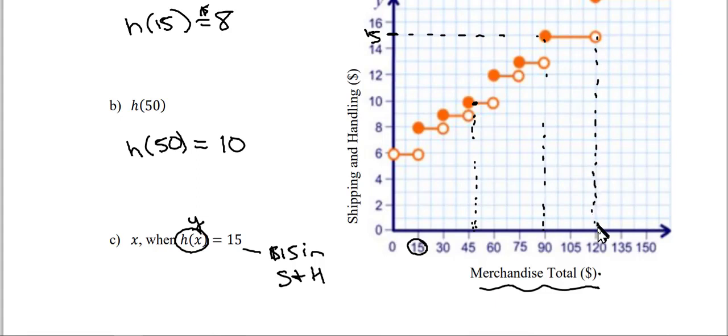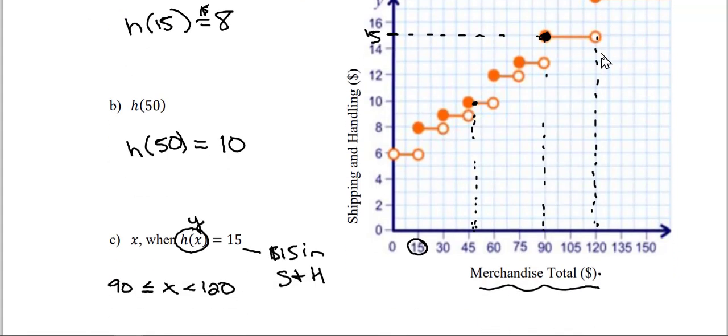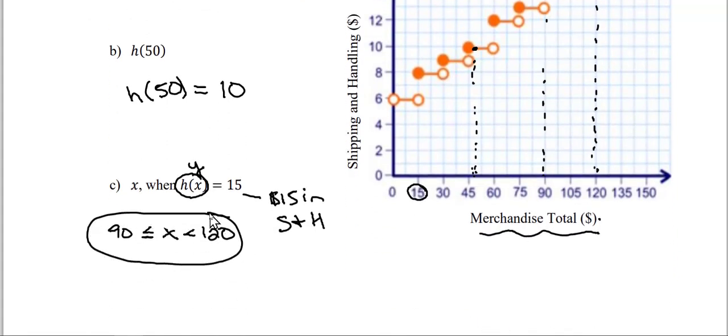So really, any x value between 90 and 120 would work here. We do need an equal sign on the 90 since that is a filled in circle at x equals 90. It's open at 120, so we leave a bracket there, meaning if you have $119.99 in merchandise total, you pay $15 in shipping and handling. But if you have $120, you jump up to this number. What is that? $18 in shipping and handling. Okay? So any numbers in this range would work there.